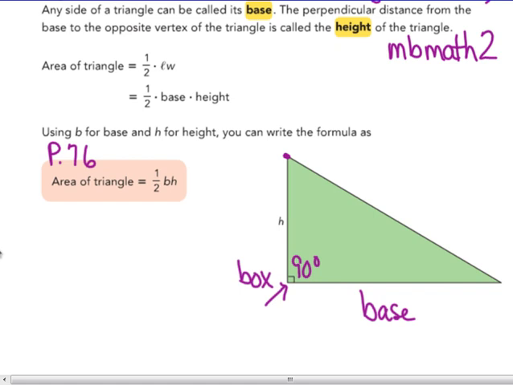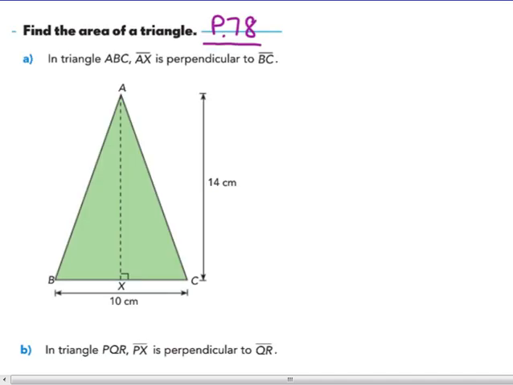The area of a triangle's formula: 1/2 base times height. Area equals 1/2 base times height. Some people will write that as area equals base times height divided by 2, because multiplying by 1/2 and dividing by 2 mean the same thing. So on page 78, find the area of this green triangle.